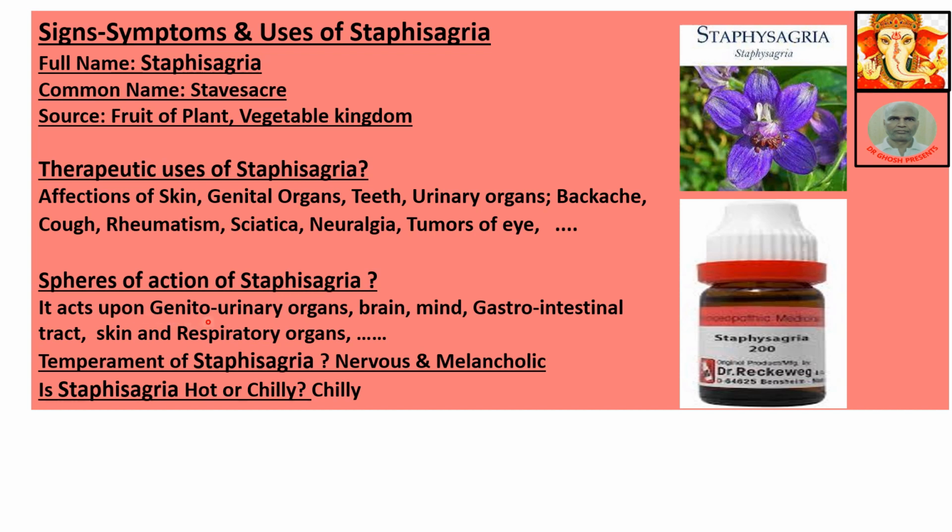Spheres of action of Staphisagria: it acts upon genitourinary organs very strongly, also brain, mind, gastrointestinal tract, skin and respiratory organs, and others. Temperament of Staphisagria: nervous and melancholic. Is Staphisagria hot or chilly? Chilly patient.